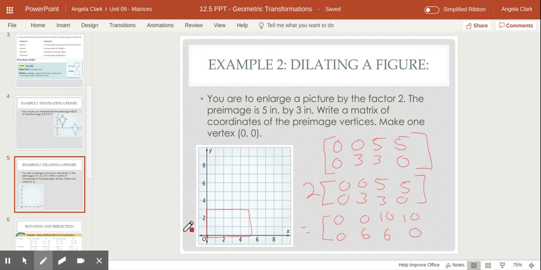Okay, so I'm going to change colors and draw that on our graph. So 0, 0 is still a point, because when you multiply 0 by anything, it's still 0. So that didn't move. 0, 6 is going to be our next point. And then 10, 6. 10 is out here, so 10, 6. And 10, 0.